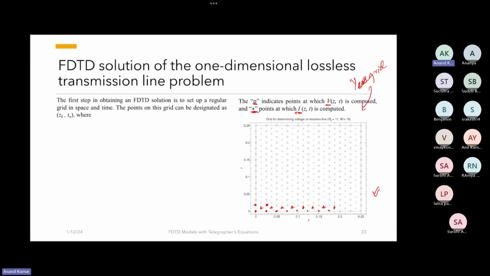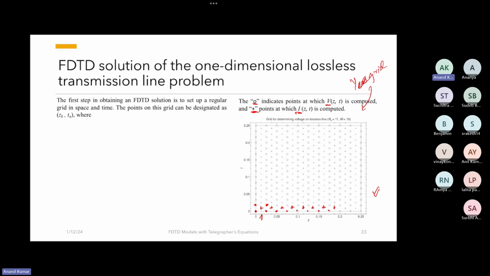So why half step? Because we're trying to approximate. We use the previous voltage value and the current voltage value to get the value of the current in between these two steps, so that we can satisfy the central difference scheme.